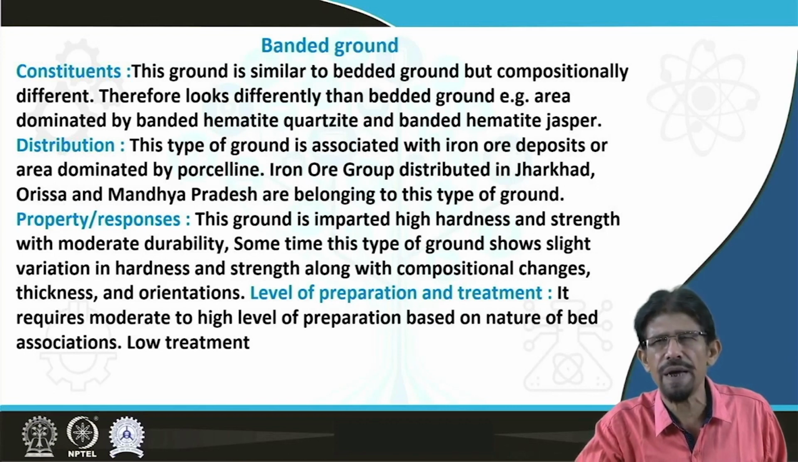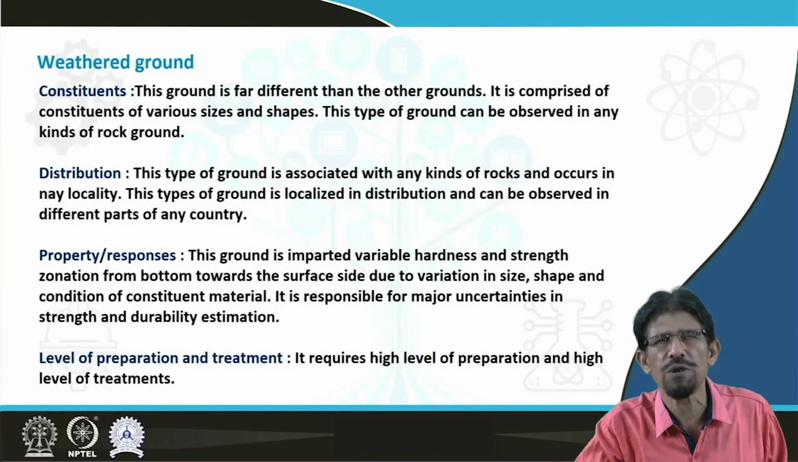And in India we have rich occurrence of this type of ground belonging to the iron ore series, distributed in Jharkhand, Odisha, Madhya Pradesh, etc. The ground is imparted with high hardness and strength and moderate durability. Therefore, it requires a moderate to high level of preparation based on the nature of bed, and low treatment due to the good quality response of this ground with respect to external engineering development.